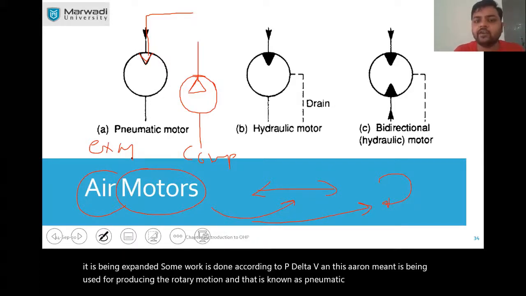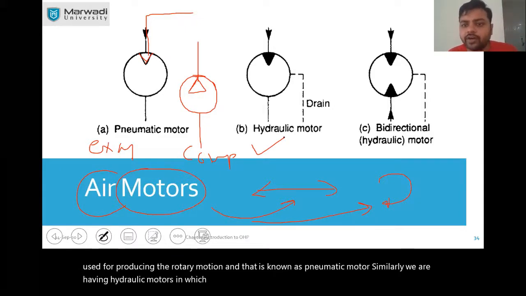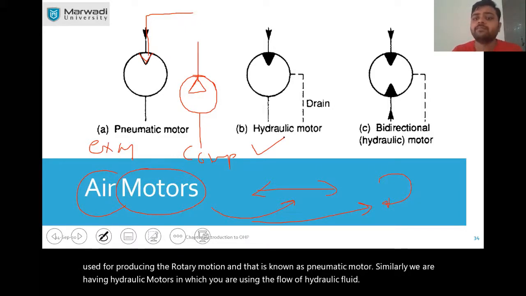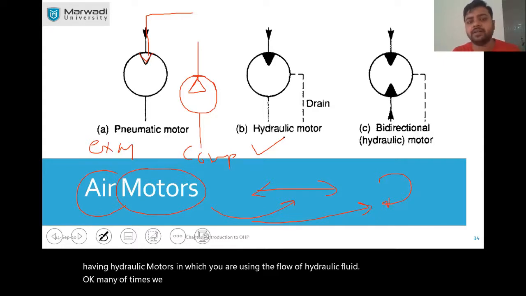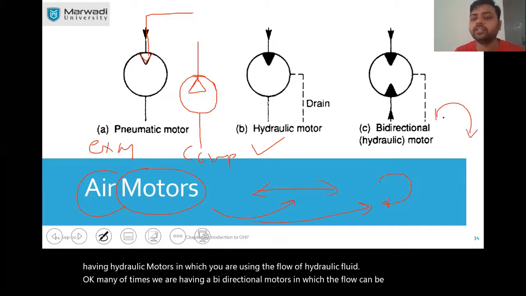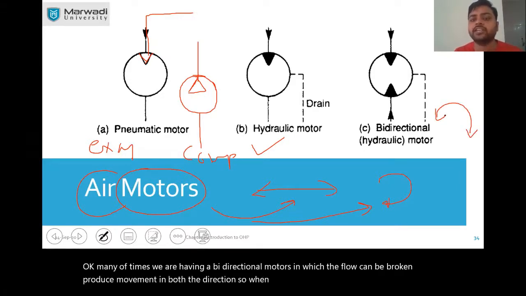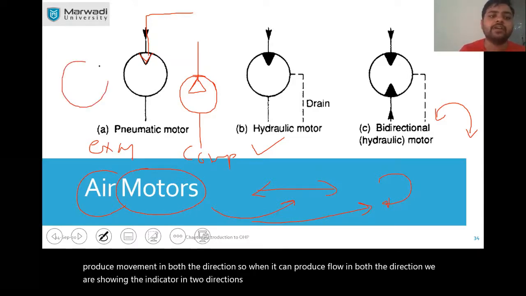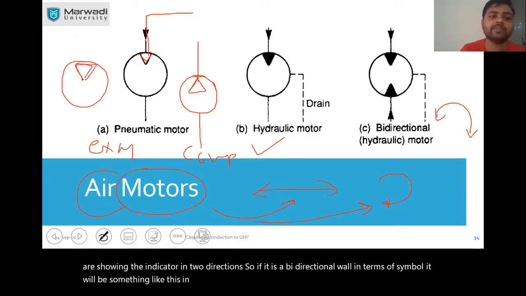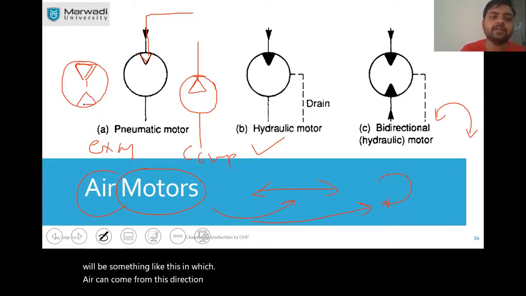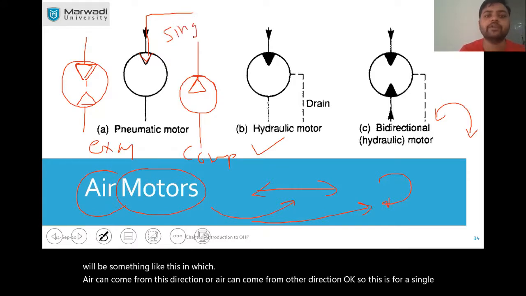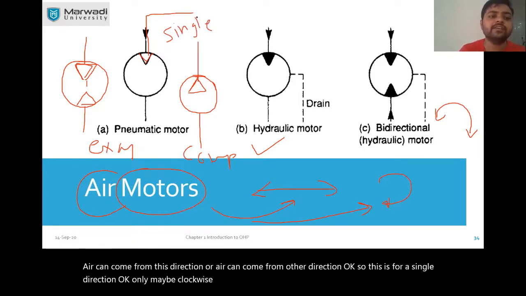Similarly, we have the hydraulic motors in which you are using the flow of hydraulic fluid, okay. Many times we have bidirectional motors in which the flow can produce movement in both the directions. So when it can produce flow in both directions, we show the indicator in two directions. So if it is a bidirectional motor, in terms of symbol it will be something like this, in which the air can come from this direction or from the other direction, okay. So this is for a single direction, okay, only maybe clockwise or anti-clockwise. Here it is two-sided.